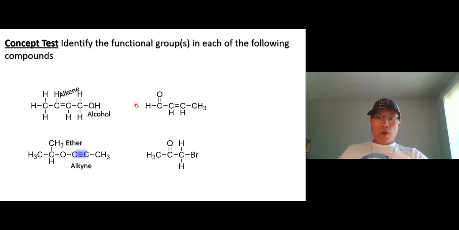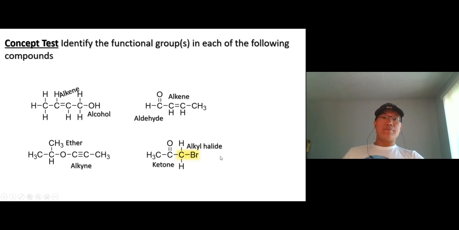On the right side, right here, what do we got? We have C double bond OH. That's an aldehyde. We have a double bond here, so there's an alkene. Come down here: C double bond O, no H. This is in the middle of the chain, carbon chain, carbon chain. So C double bond O in the middle of the chain is a ketone. And last one, we have a carbon chain with a halogen in it, so we call it an alkyl halide.